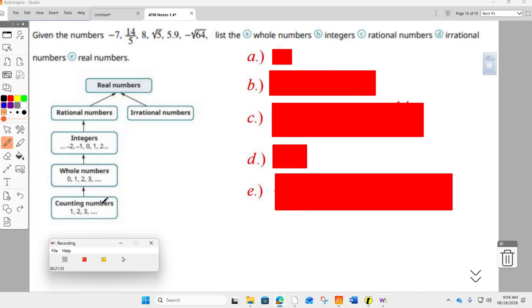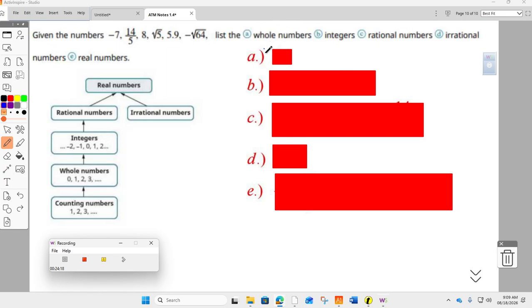1/4, rational number, no other categories. But when you're doing these, you have to be able to identify all the categories that number belongs to, okay? So let's look at the examples up here that we're given. Given these numbers, they want us to list all of the whole numbers first.